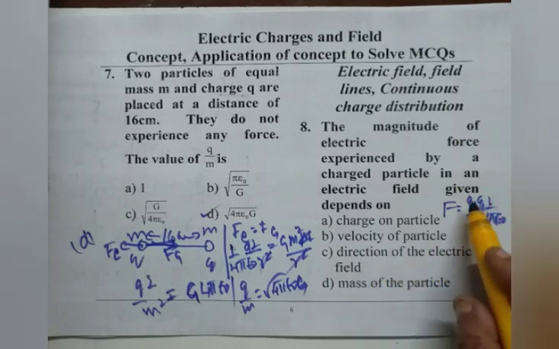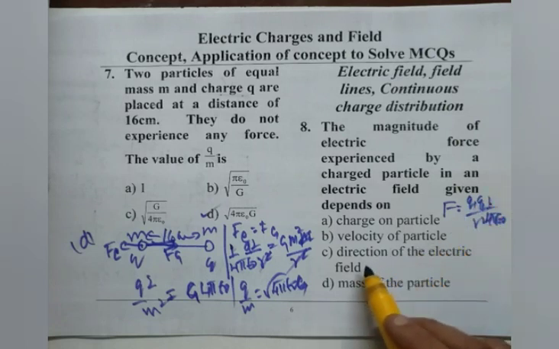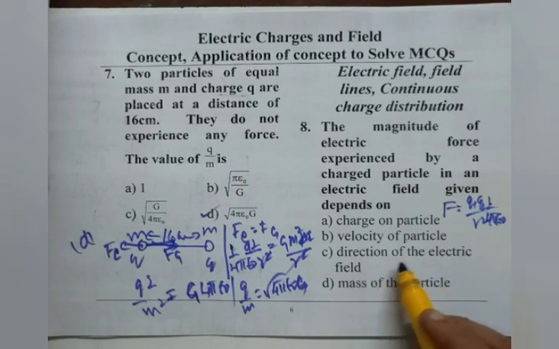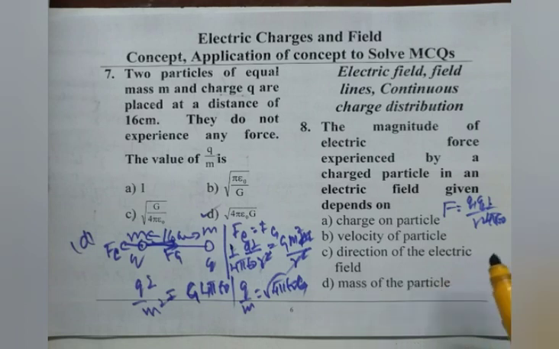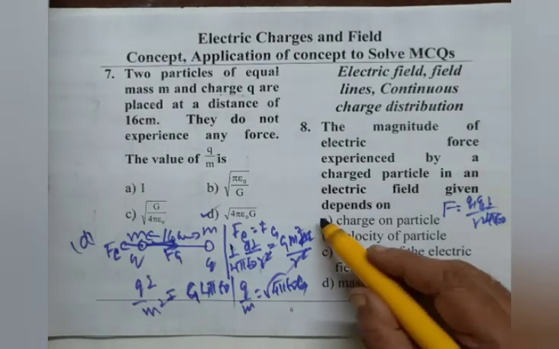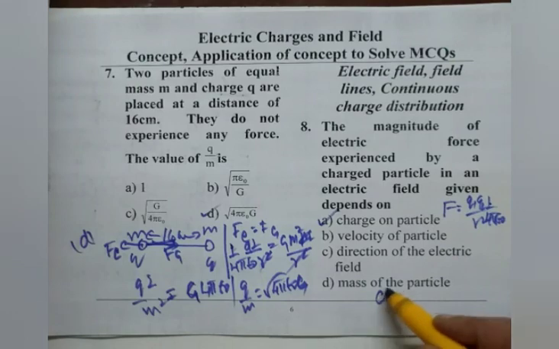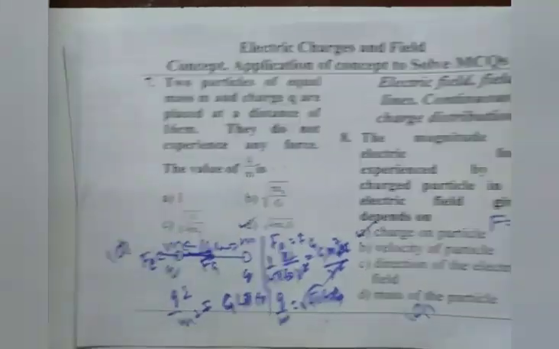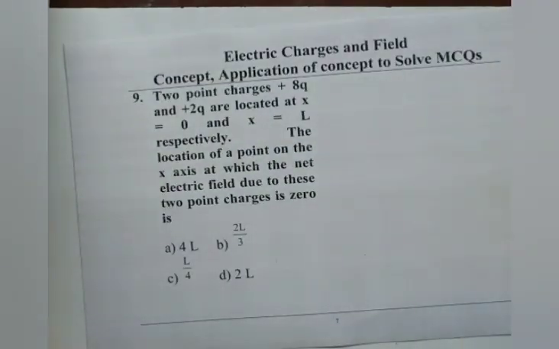Velocity of the particle, it is not there. So it does not depend on velocity. Direction of electric field, that's also not required. Mass of the particle, that's not there. So option 1 is right. Option A is right. Now we think of the 9th question there. We read it.